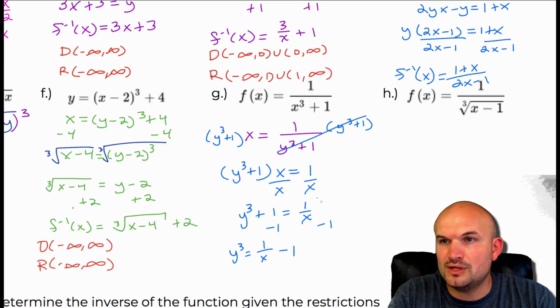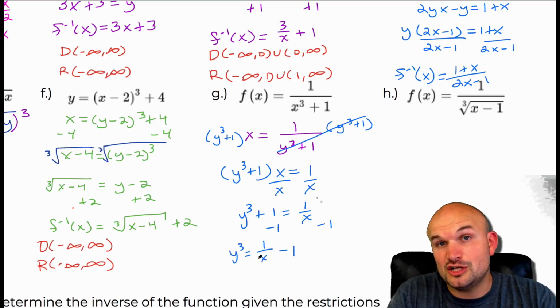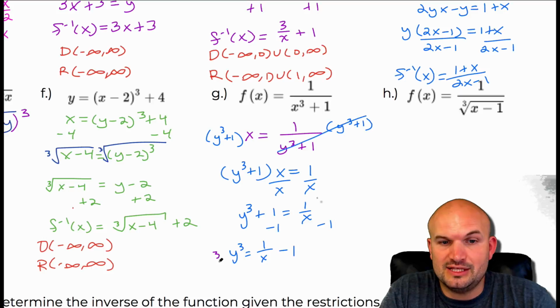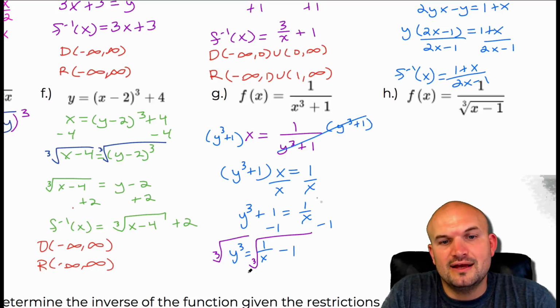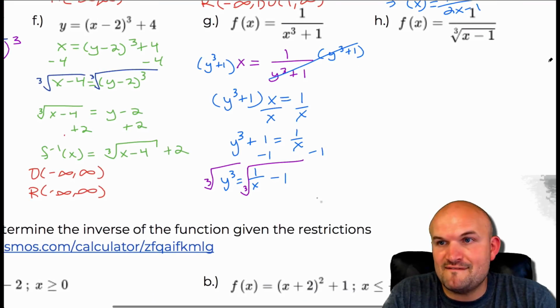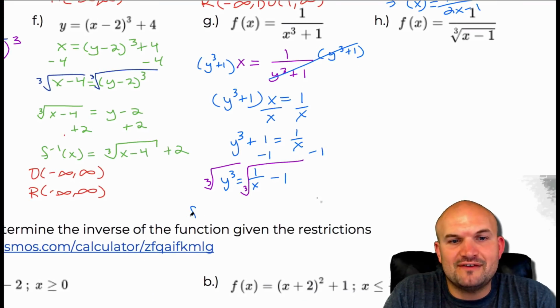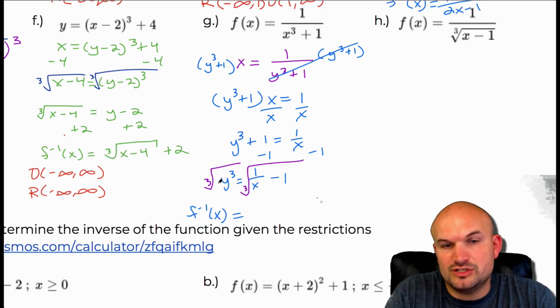Kind of taking me a little longer on this one. Now we need to undo the cubing because we're not solving for y cubed, we're trying to solve for y. So I take the cube root of both sides, and by doing that I get a final answer: f inverse of x, which is now my y, is going to be the cube root of (1 over x minus 1).